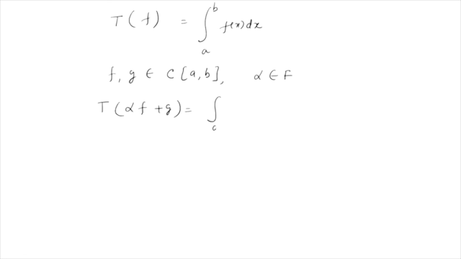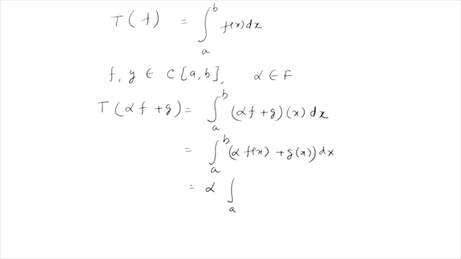that will be equal to the integral from a to b of (alpha f plus g)(x) dx, which is equal to the integral from a to b of (alpha f(x) plus g(x)) dx, and which is equal to alpha times the integral from a to b of f(x) dx plus the integral from a to b of g(x) dx, and this is equal to alpha times T of f plus T of g. So, we have shown that this property holds for every f and g in the set of continuous functions in the closed interval a to b and alpha belongs to the field. This means this map is a linear map.